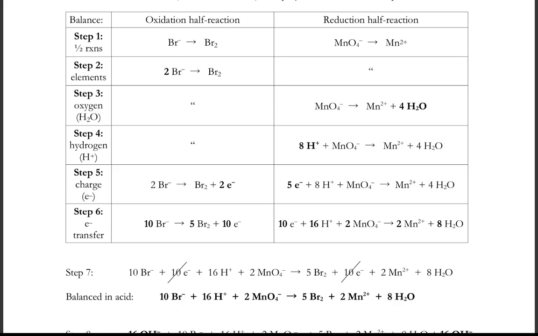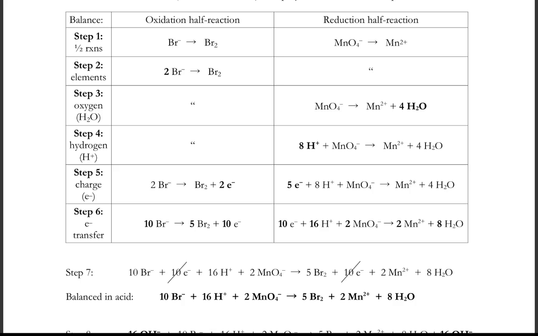So step 1 is we have the two half reactions, Br minus forming Br2, MnO4 minus forming Mn2+. Those are our two half reactions. That's step 1. Step 2 is we balance the elements other than oxygen. So we have two Brs on the right side in step 1, so we put a big 2 in front of the Br minus in step 2. Okay, now we've taken care of the bromine half reaction.